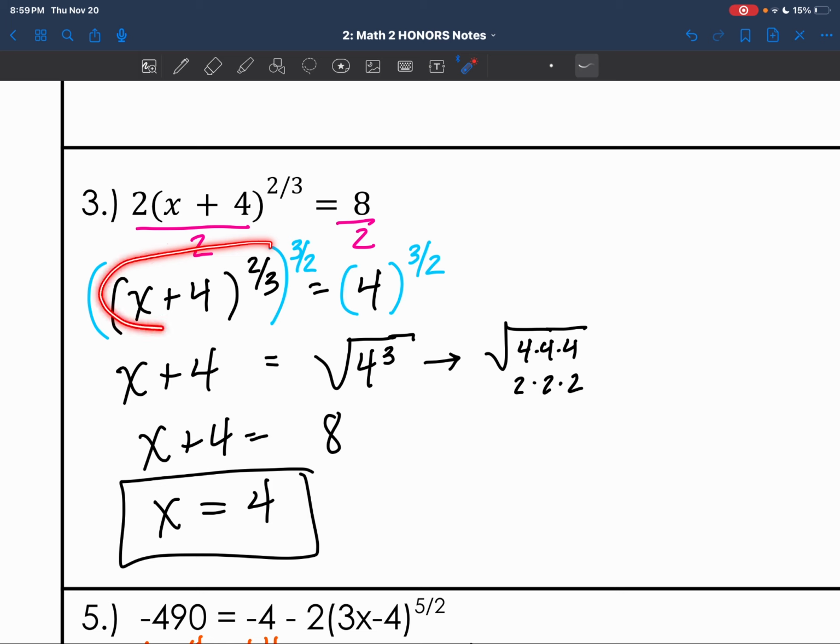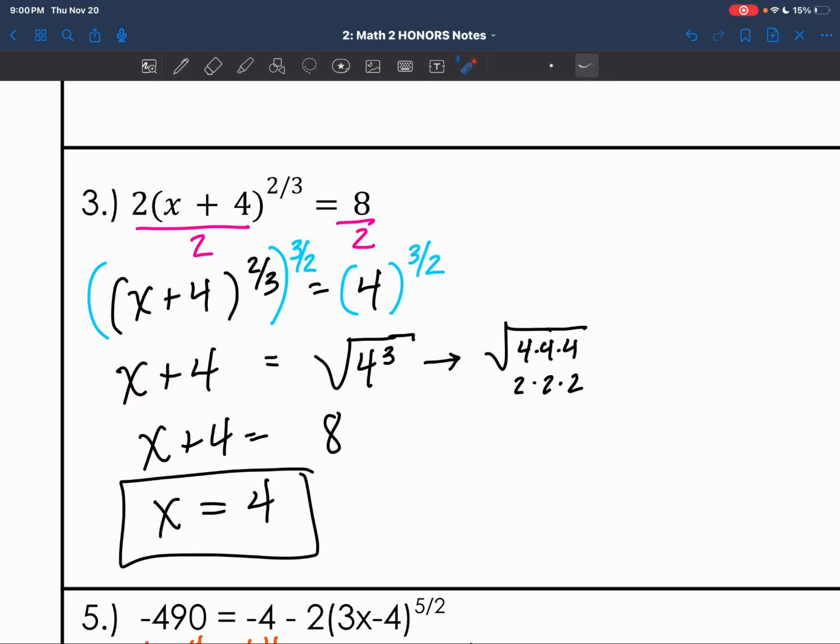Now that we've isolated this portion, we're going to flip it, or take the reciprocal, and we'll have 3/2. Raise it to the 3/2 power. And what we do to this side, we have to do to this side also. Then these two are going to give you 1, so all of this is to the first power. And then here, you can write it this way.